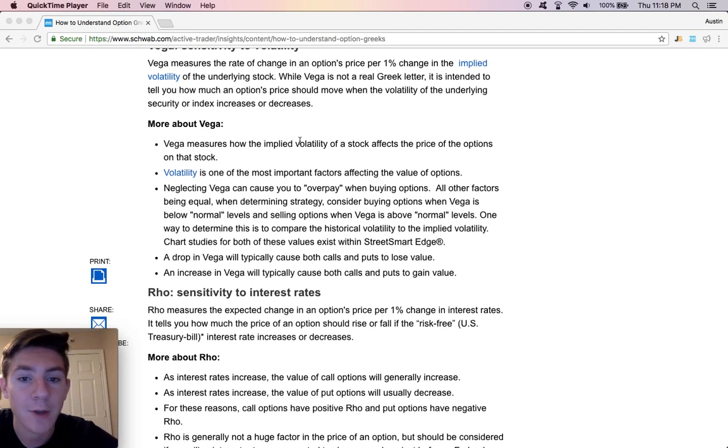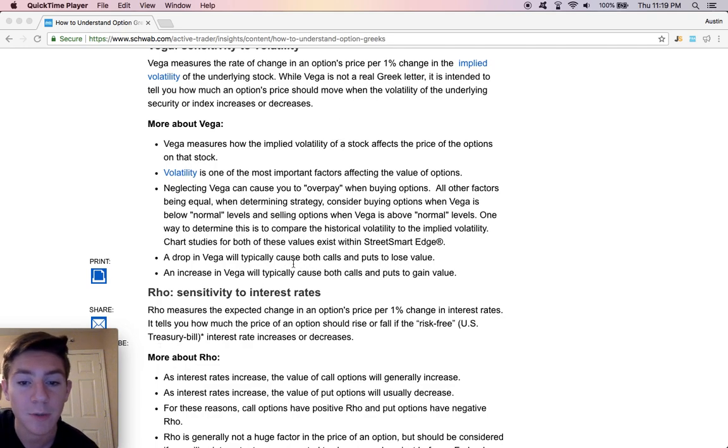Vega. Vega measures the implied volatility of a stock that affects the options. Okay, so implied volatility is how much, I'm not an expert, how much people are buying and selling, the movement of the stock. If the movement is crazy, the volatility will increase. The volatility will increase, the options contracts will also increase. That is known as Vega.